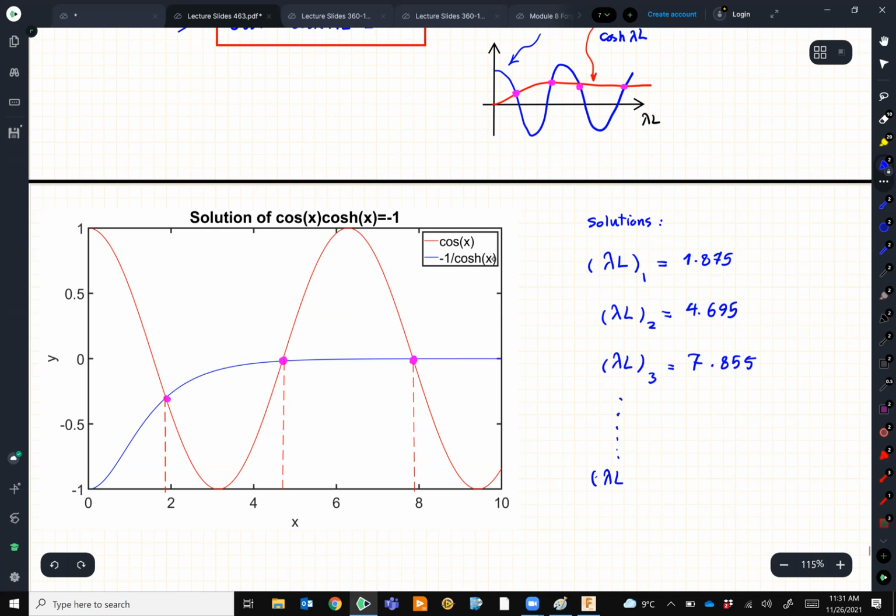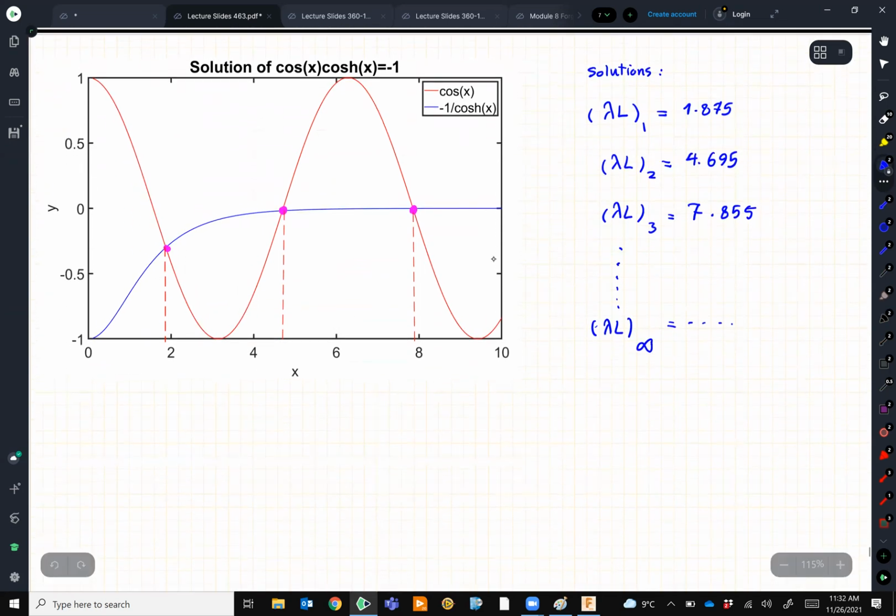We have lambda L infinity. Infinite number of solutions for this problem, because the cosine goes forever, and the 1 over cosine hyperbolic also continues, so we get different values. Give you a moment to take notes.